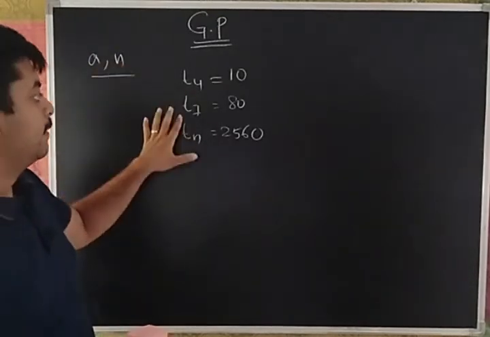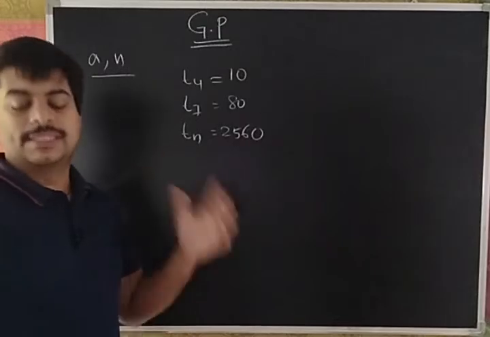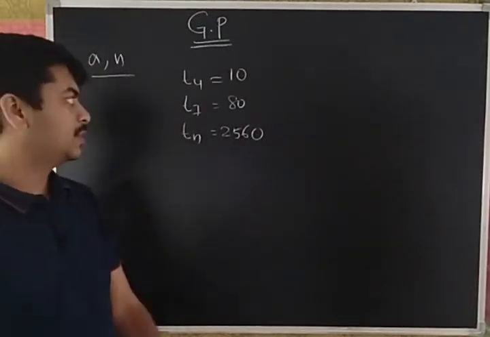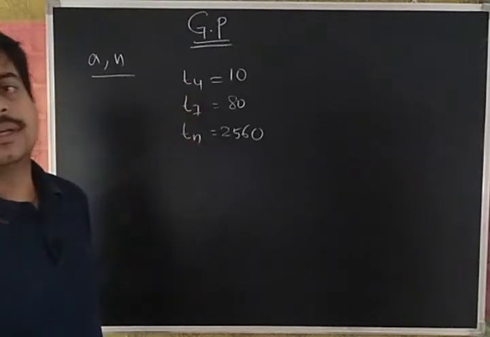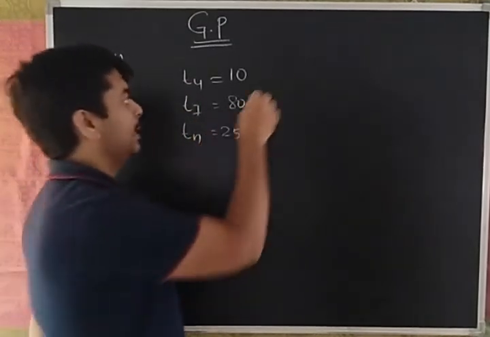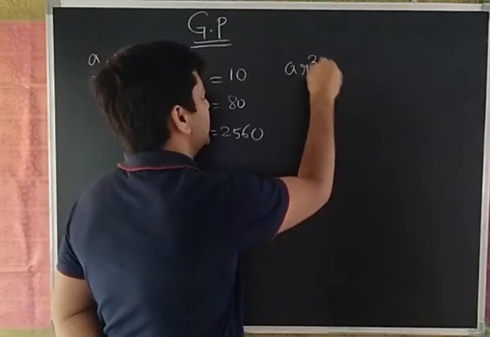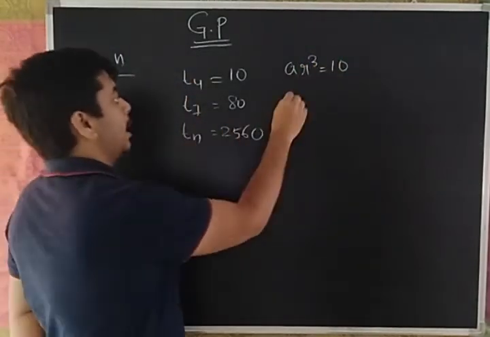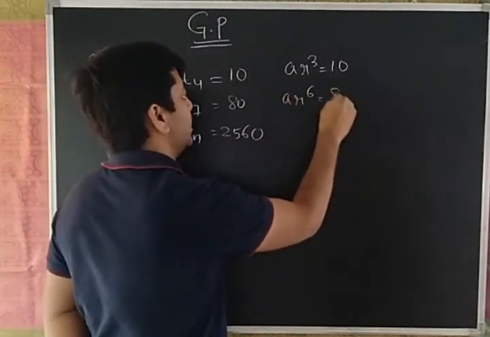The 4th term is given, the 7th term is given, the nth term is given. With this information, we need to find A and n. Is it that difficult? Let us check. What is the 4th term? A into R power n minus 1. A into R cube is equal to 10. A into R power 6 is equal to 80.